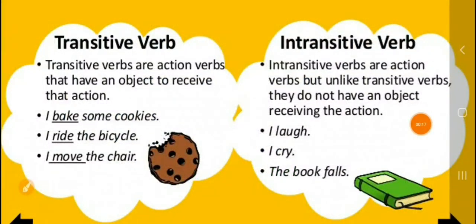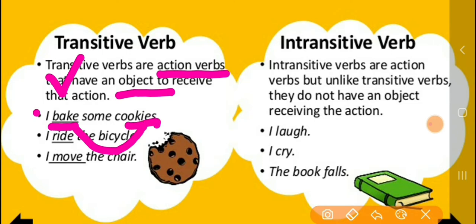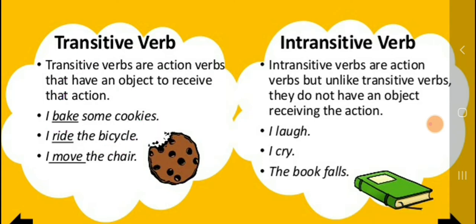Now, the verb may be transitive or intransitive. What are transitive verbs? Transitive verbs are action verbs that have an object to receive that action. For example, in the first sentence, I bake some cookies. Children, let us go step by step. I is the subject, bake is the verb, and the action of being baked is passed on to the word cookies. So it is a transitive verb.